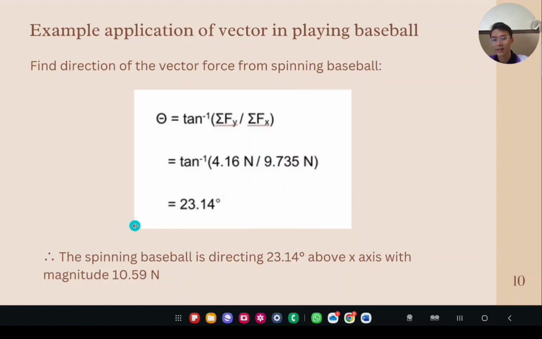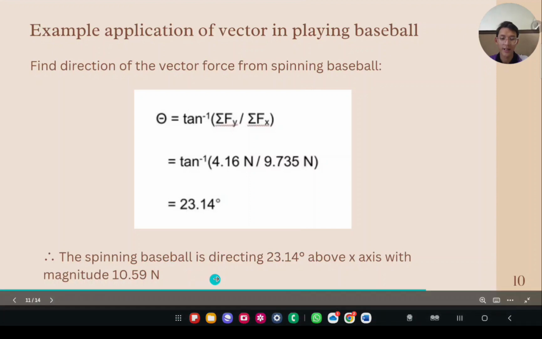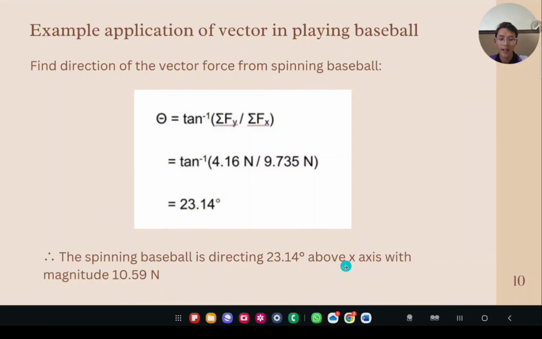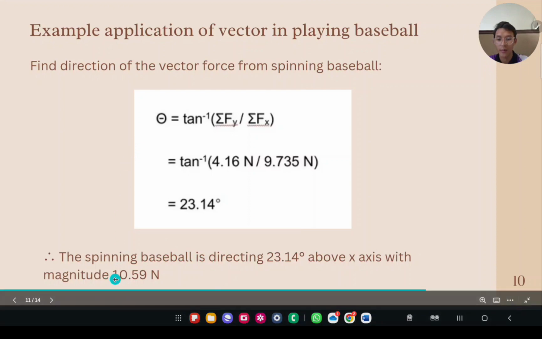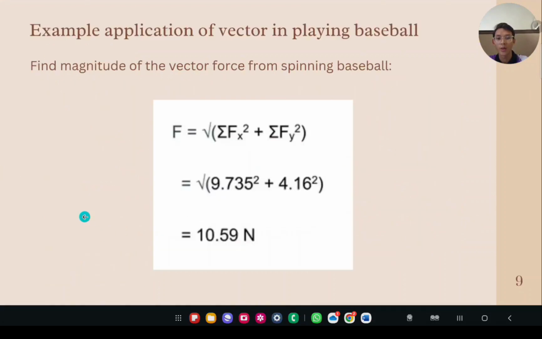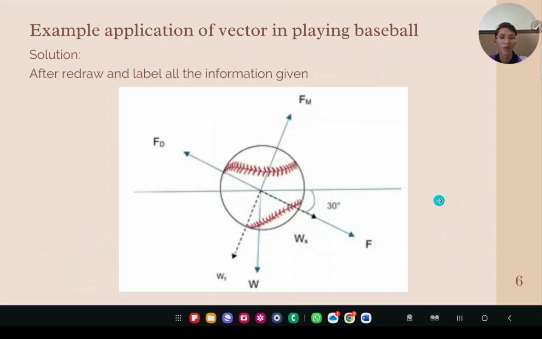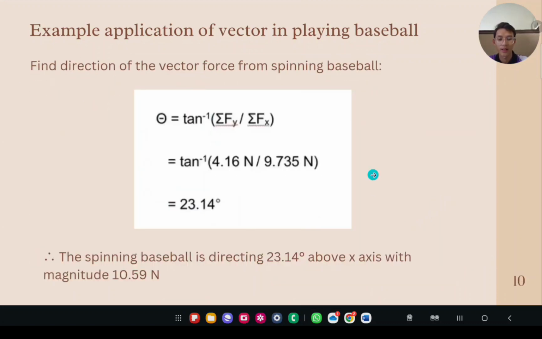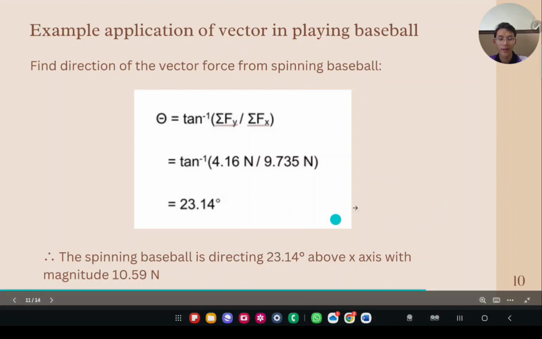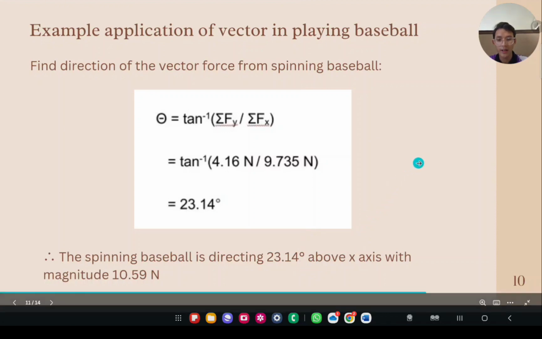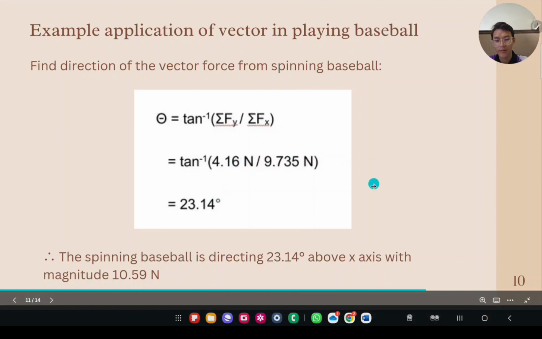Therefore, the spinning baseball is directed 23.14 degrees above the x-axis with a magnitude of 10.59 Newton. So as a result, the ball will go upward with an angle of 23.14 degrees with a magnitude of 10.59 Newton.